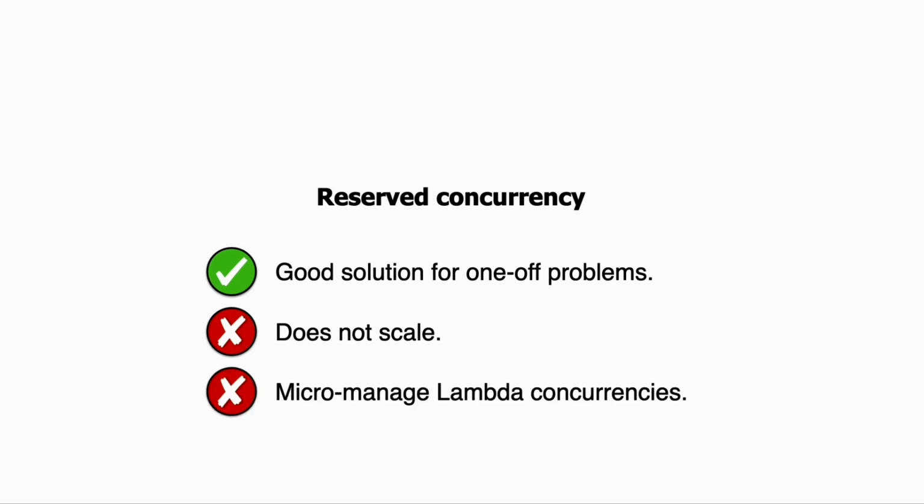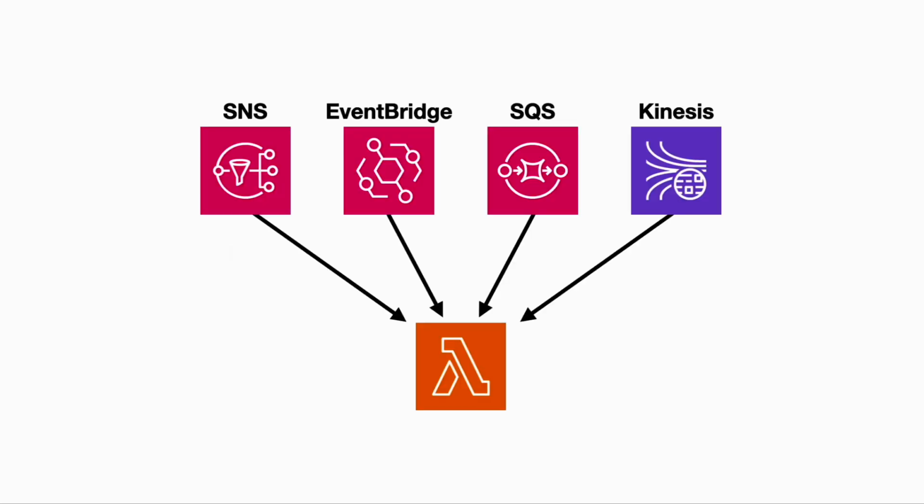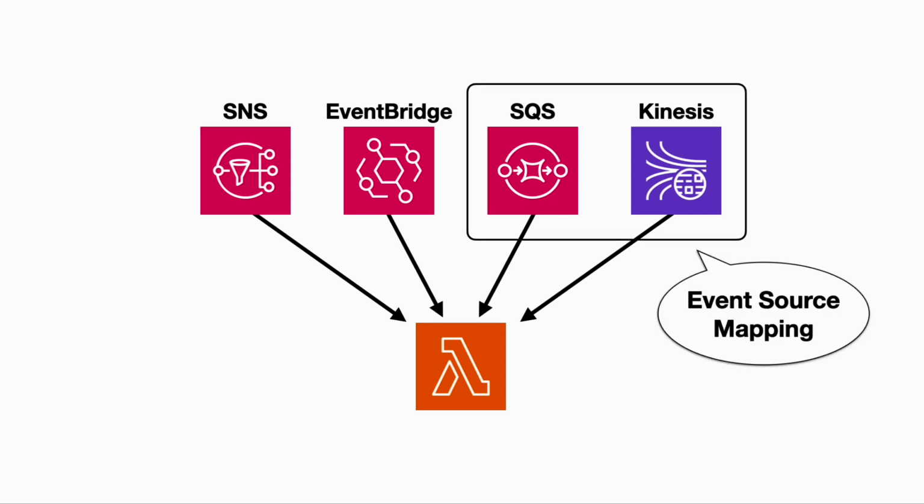So while reserved concurrency is a good solution for one-off problems, it doesn't scale with the number of functions that require concurrency control, and it puts you in a position where you need to micromanage Lambda concurrencies. It's not a game that you want to play, nor are you likely to do a good job, which is why my preferred approach is to leverage the built-in scaling behavior between Lambda and its event sources, some of which can be configured with event source mapping for event sources that require polling, such as SQS and Kinesis, and they come with built-in concurrency control mechanisms.